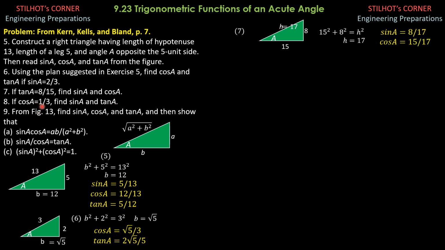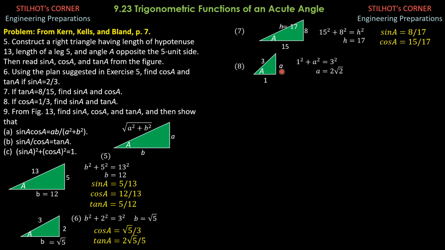Then if cosine of A is 1/3, where 1 is the adjacent side, 3 the hypotenuse, find sine A, tangent A. So let's draw another right triangle defining cosine of A is 1/3. So this is A. Adjacent side is 1, hypotenuse is 3, opposite side, I'll call that a. By Pythagoras theorem, 1 square plus a square is 3 square. So a is 2 square root of 2.